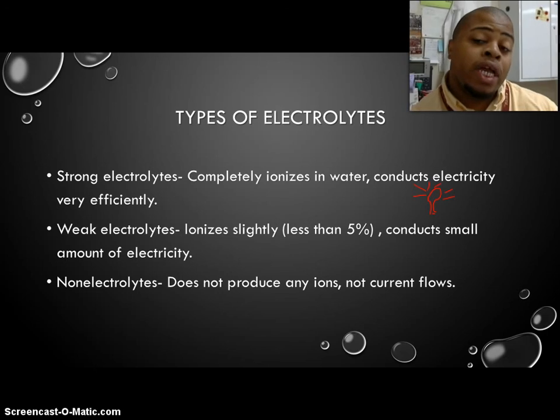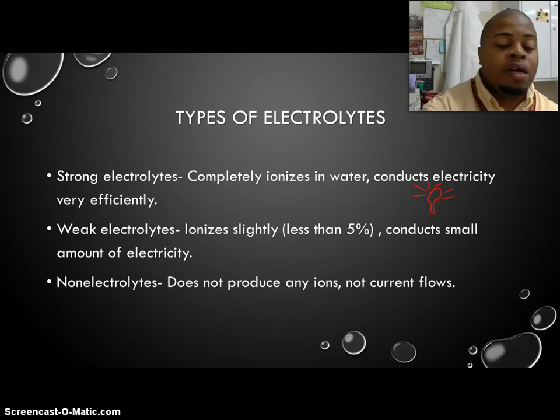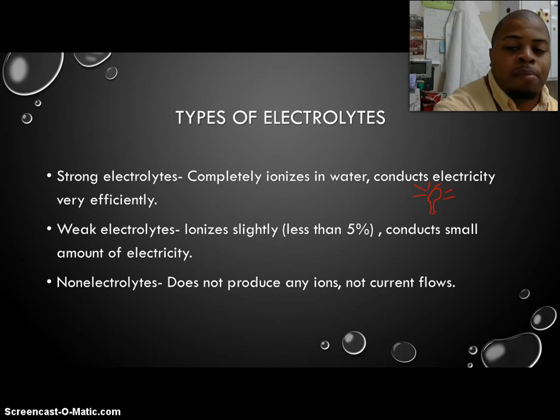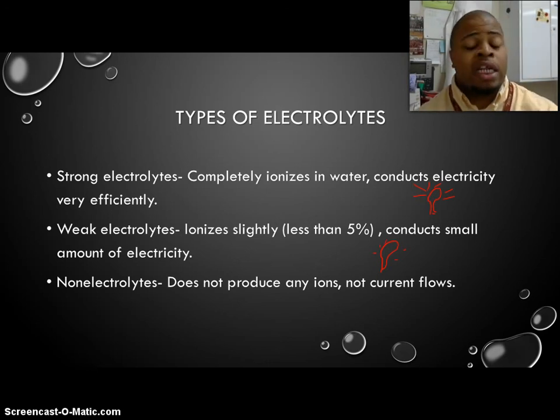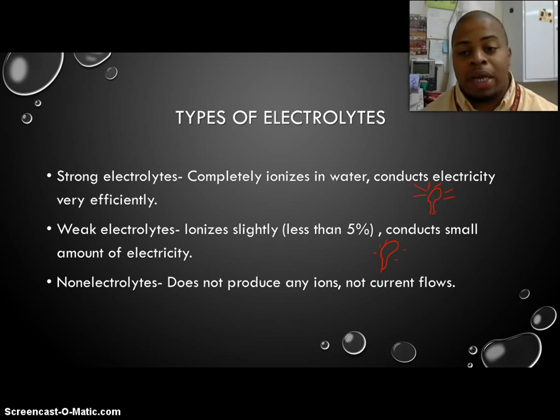Now, what about a weak electrolyte? A weak electrolyte ionizes only slightly, as you see, less than 5%. So it's only going to conduct a little bit of electricity. Going back to my light bulb illustration, it's only going to get just a little bit of light coming off of it. It'll still light up because you still have some ions there, but it's not going to ionize as quickly. These are going to be things like maybe your weak acids, weak bases.